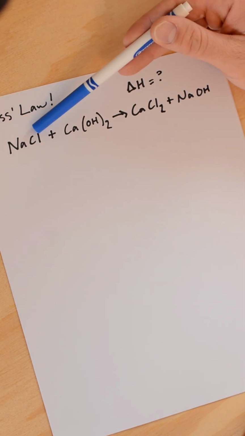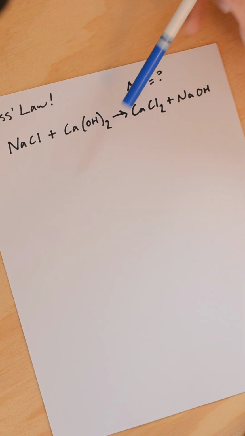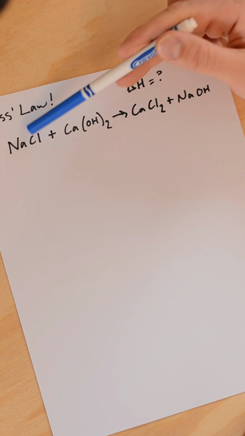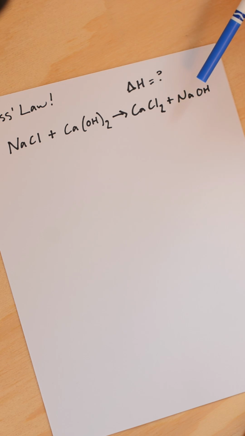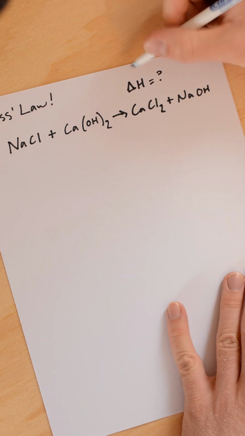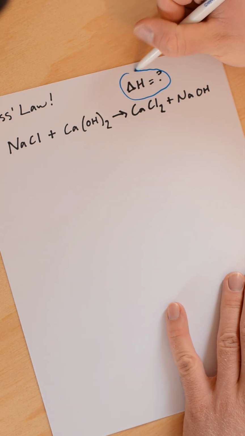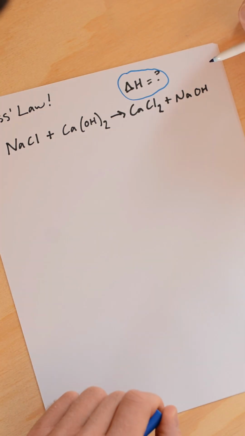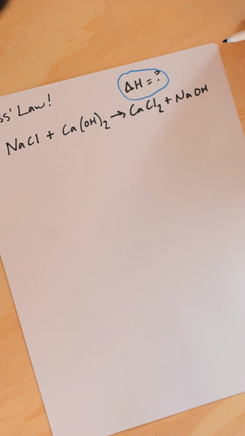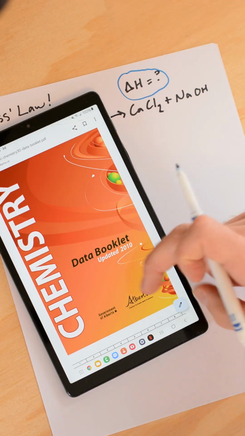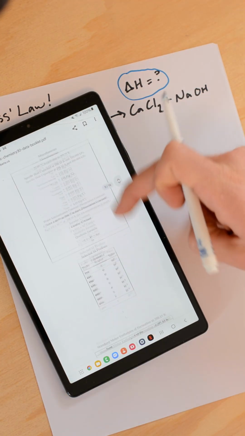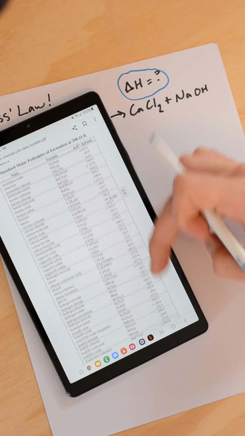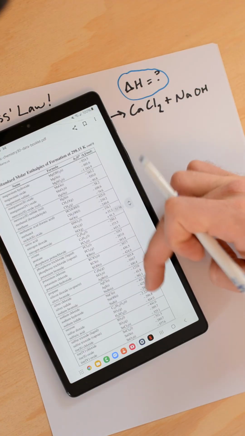So here's an example of a reaction. We have sodium chloride reacts with calcium hydroxide. It's going to produce calcium chloride and sodium hydroxide. So this is a simple double replacement reaction. But the question is, hey, what's the enthalpy change for this reaction? And so we're going to go about solving this using something from our data booklet. Your data booklet in Chemistry 30 has a list of all your standard enthalpies of formation for many common compounds.